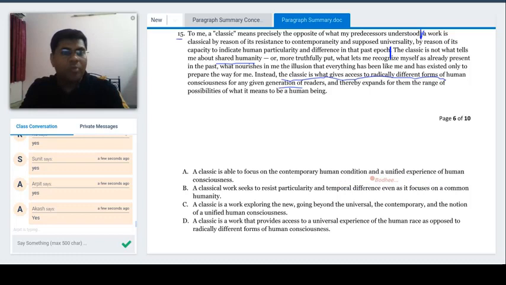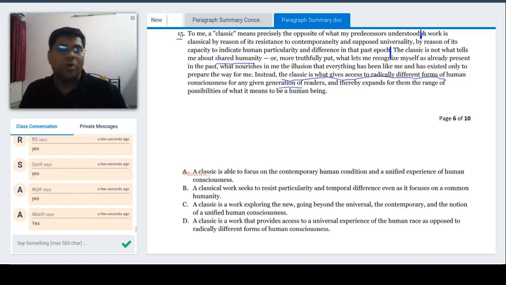But it is not focused, the author says a classic is something that is not focusing on common humanity. Again, option B has gone wrong the same way often A has gone wrong. A says unified experience, B says even as it focuses on common humanity. Only option C is doing the job.